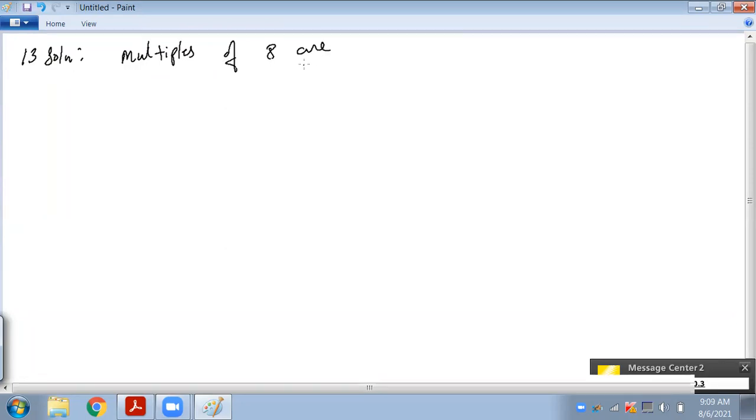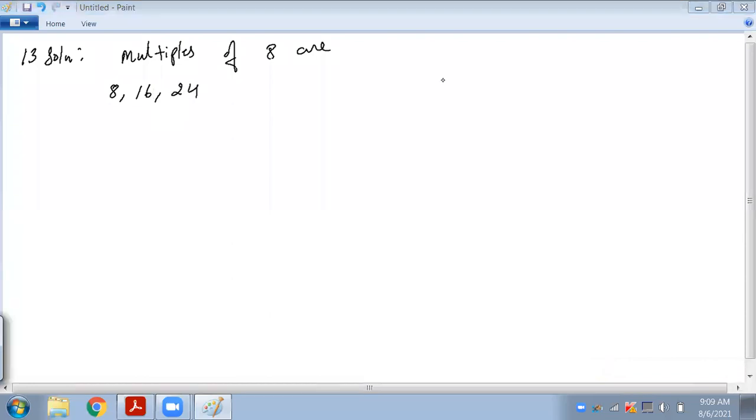Multiples of 8 are 8, 16, 24, dot, dot, dot. And here you have to find the sum of the first 15 multiples of 8. So we'll take it to 15 terms.